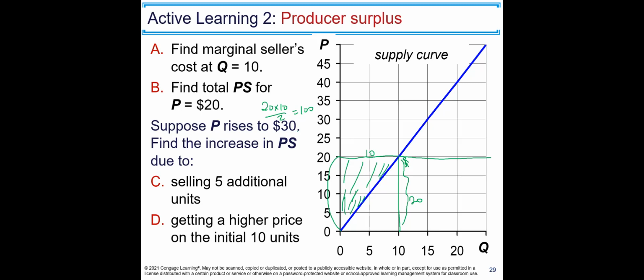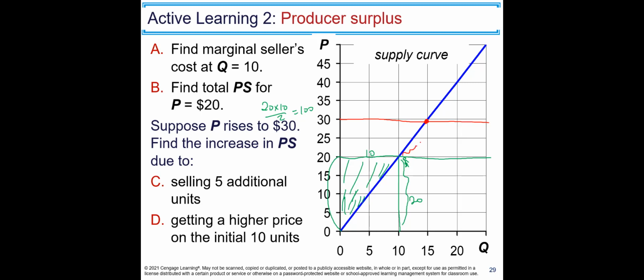Suppose price rises to 30. Find the increase in producer surplus due to selling 5 additional units. So now the price rises to 30 and we are selling 5 more units. And now you need to find out the increase in producer surplus due to selling 5 additional units and getting a higher price on the initial 10 units.